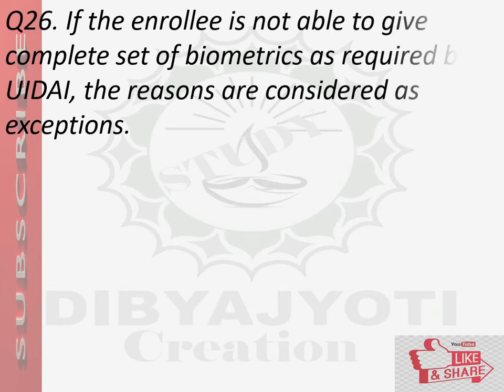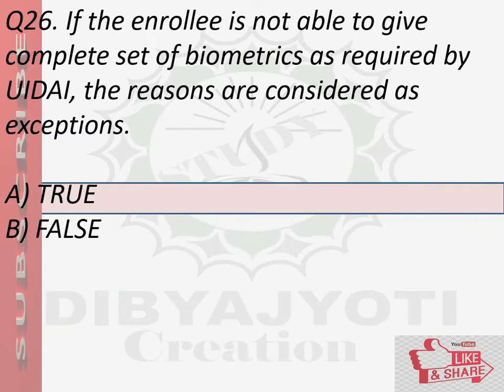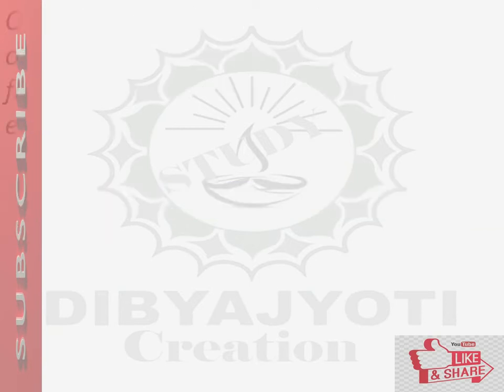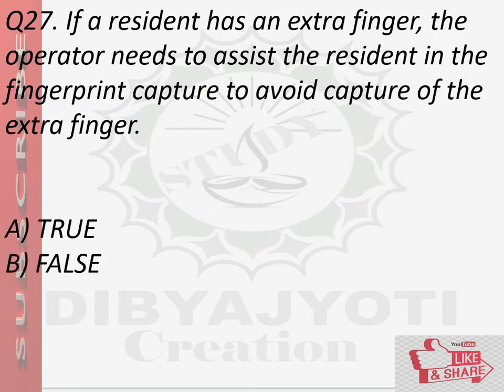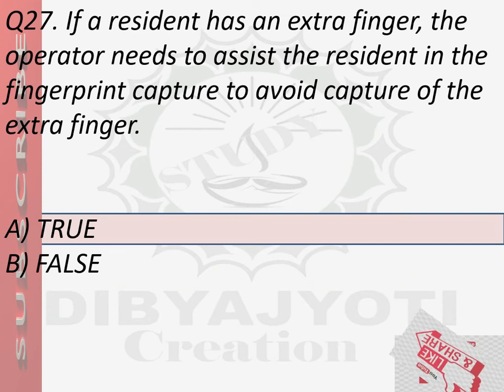Next, if the enrollee is not able to give a complete set of biometrics as required by UIDAI, the reasons are considered as exception. Options are: option A true, option B false, and the answer is option A, true. Next, if a resident has an extra finger, the operator needs to assist the resident in the fingerprint capture to avoid capture of the extra finger. Option A true, option B false, and the answer is option A, true.